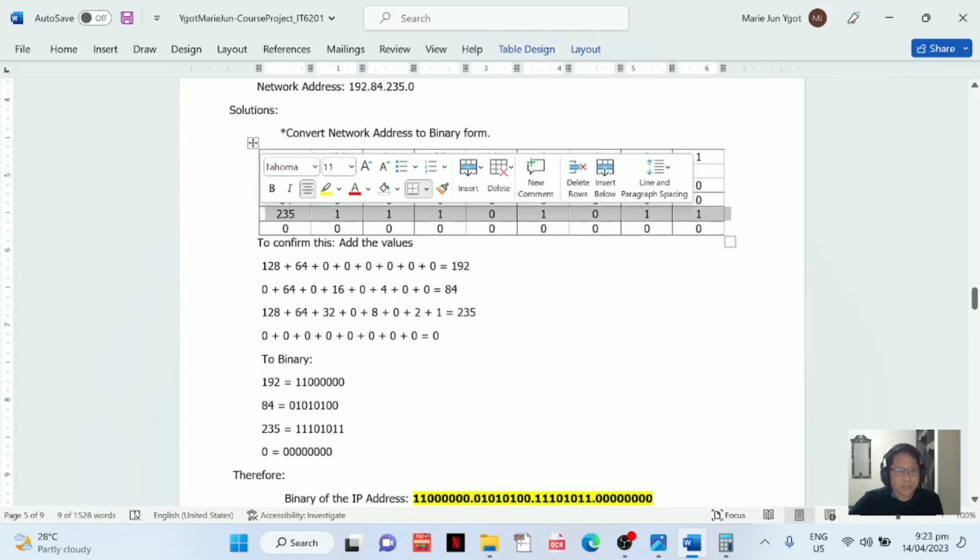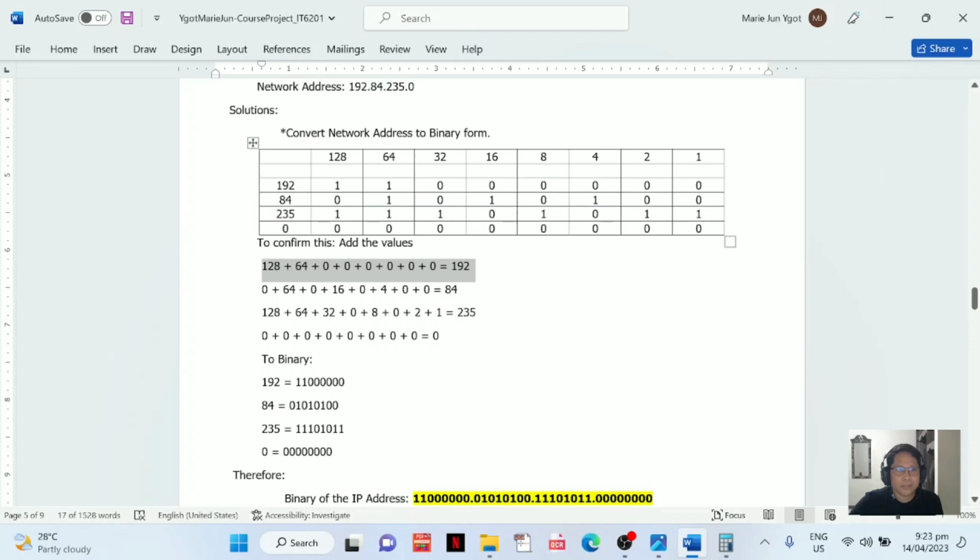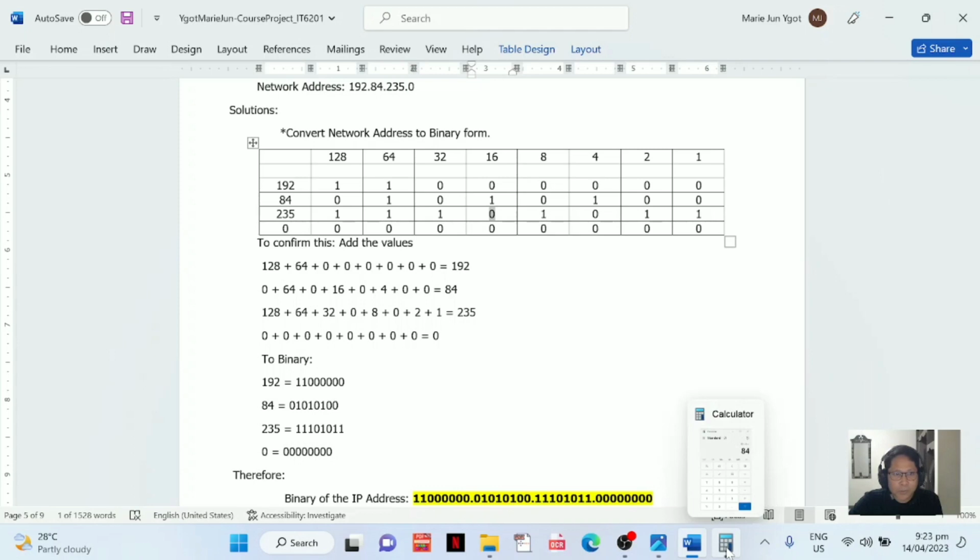So let's proceed with the third octet. We are going to get the binary form of 235. Can we use 128 in order to get 235? It's a yes, so we have a 1 here. And what about 64? Yes, we can still add 64 in order to get 235. What about 32? Yes, we can still add 32. What about 16? No, we cannot use 16. So I'll show you again.